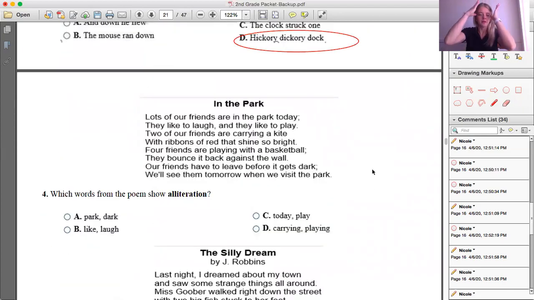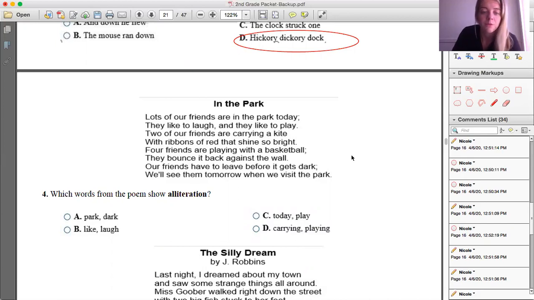In the park. Lots of our friends are in the park today. They like to laugh and they like to play. 2 of our friends are carrying a kite with ribbons of red that shine so bright. 4 friends are playing with a basketball. They bounce it back against the wall. Our friends have to leave before it gets dark. We'll see them tomorrow when we visit the park.